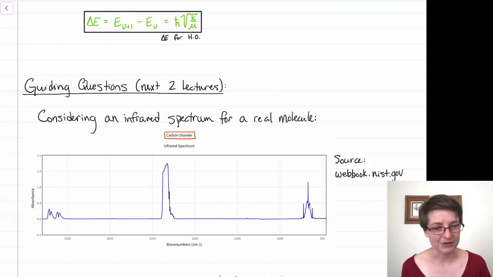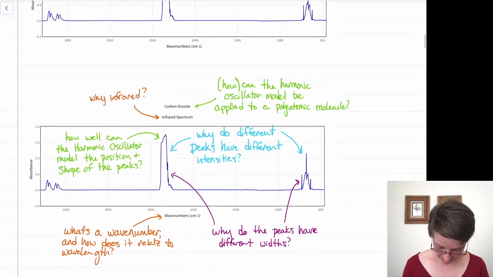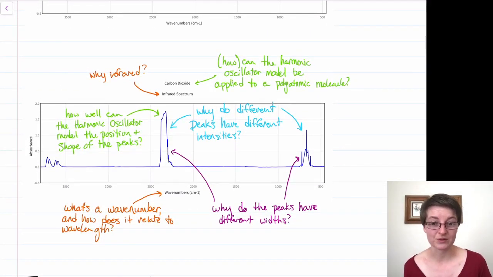When I look at this spectrum, especially if the only thing I have in my mind is the harmonic oscillator model, I have a number of questions. These questions are not all going to be addressed in today's lecture, but I do hope that between today's lecture and the next lecture, we'll get to understand them more deeply. Some of the questions we want to ask when talking about vibrational spectroscopy: first, why the infrared region? Why does that help us understand the vibrational motions of molecules?